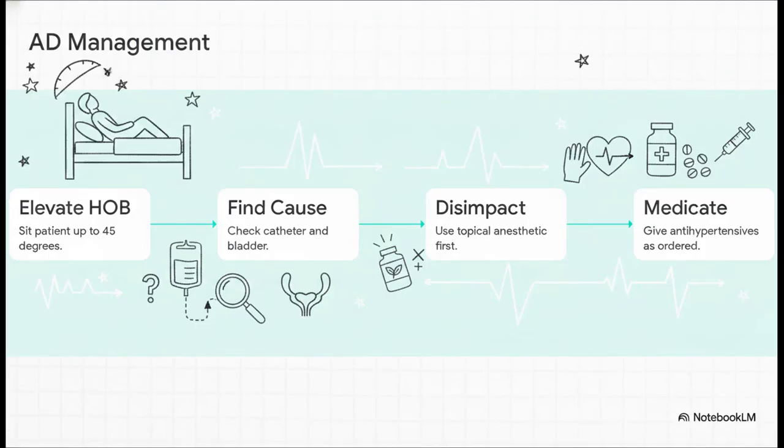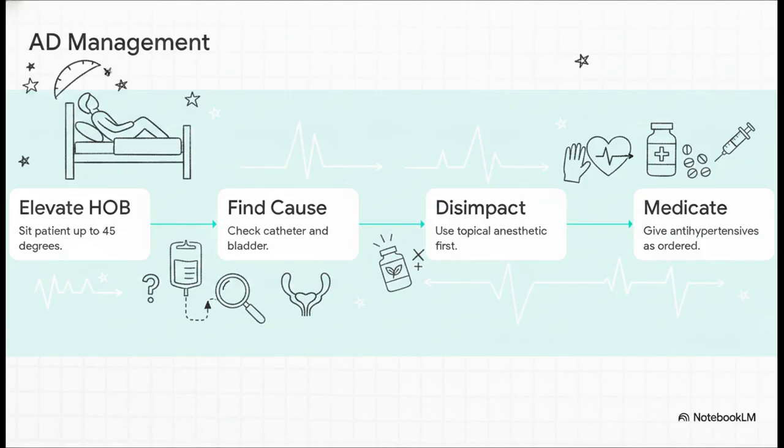So, going back to that exact scenario from the beginning of this explainer, here are your life-saving hallmark points 13 through 16. Point 13, your absolute first action is to elevate the head of the bed to 45 degrees. Let gravity help drop that dangerous blood pressure immediately. Point 14, hunt for the trigger. Always check the bladder first. Look for a kinked catheter or do a straight cath.